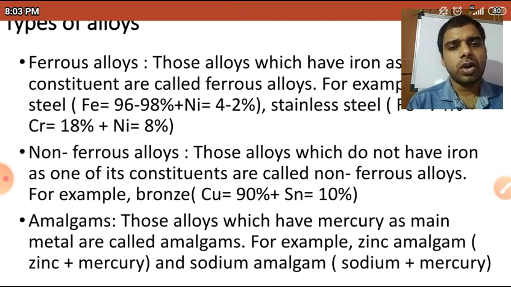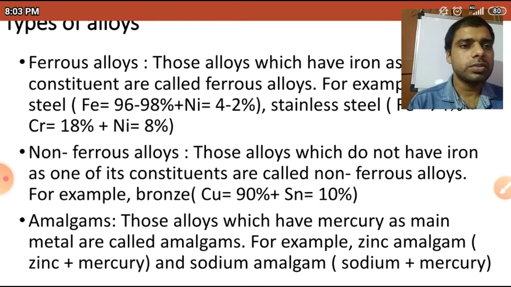Third type of alloys, that one is amalgam. Amalgam is a type of alloy which has mercury as the main constituent. For example, zinc amalgam is there, zinc plus mercury. Sodium amalgam is there, sodium plus mercury. But every time mercury would be present over there, so that one is known as amalgam.